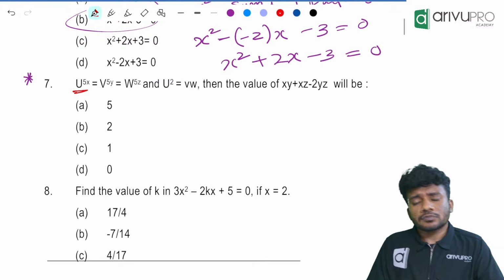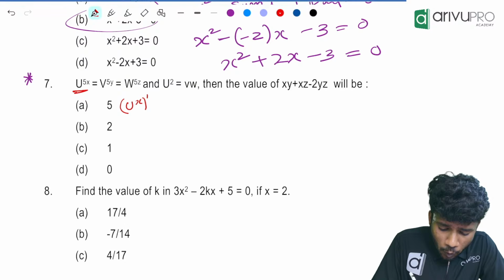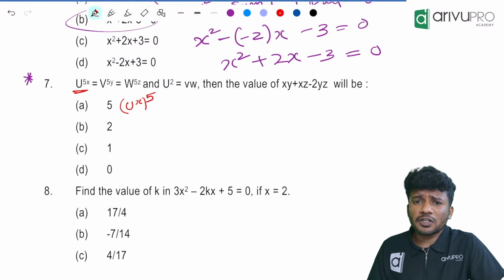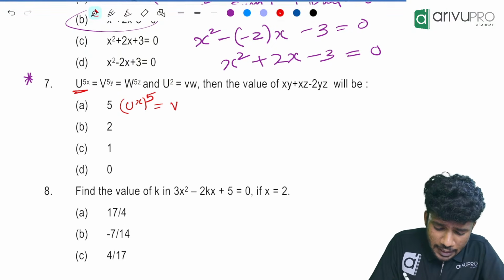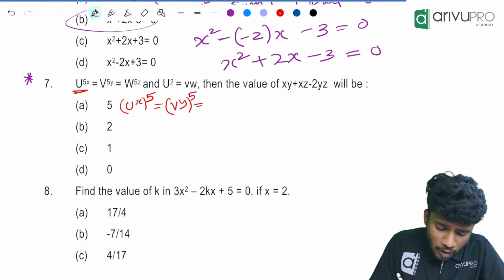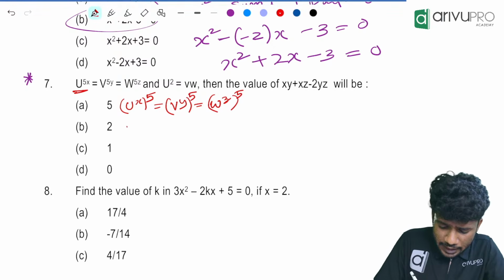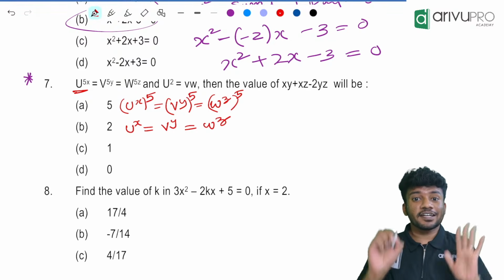Now look here. It is given u raised to x the whole raised to 5. Can I write it that way, people? So that is nothing but 5 into x, can be written as u raised to x the whole raised to 5, which is equal to how much? Can I write it as v raised to y the whole raised to 5? Which is equal to how much? W raised to z the whole raised to what? 5. That means I'm taking the 5th root. Then I can write it as u raised to x is equal to v raised to y is equal to w raised to z. That is given. That is the final thing we want.